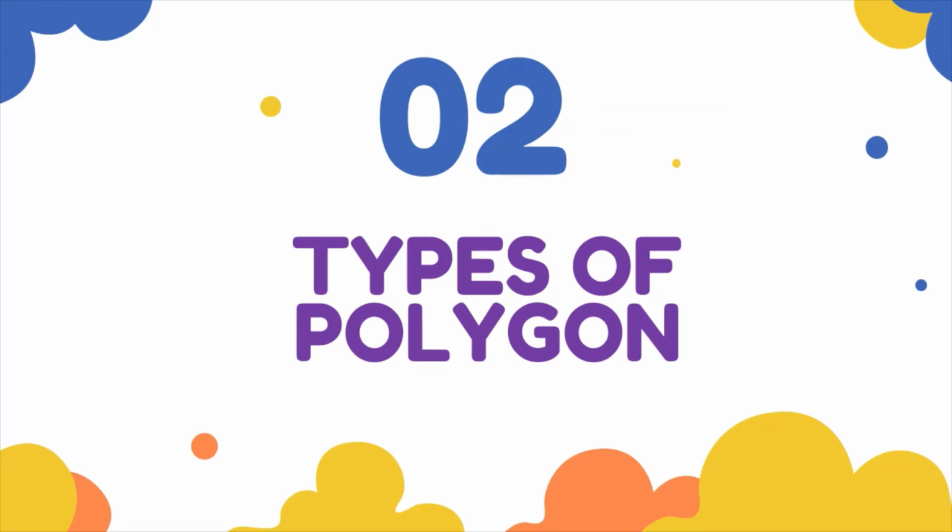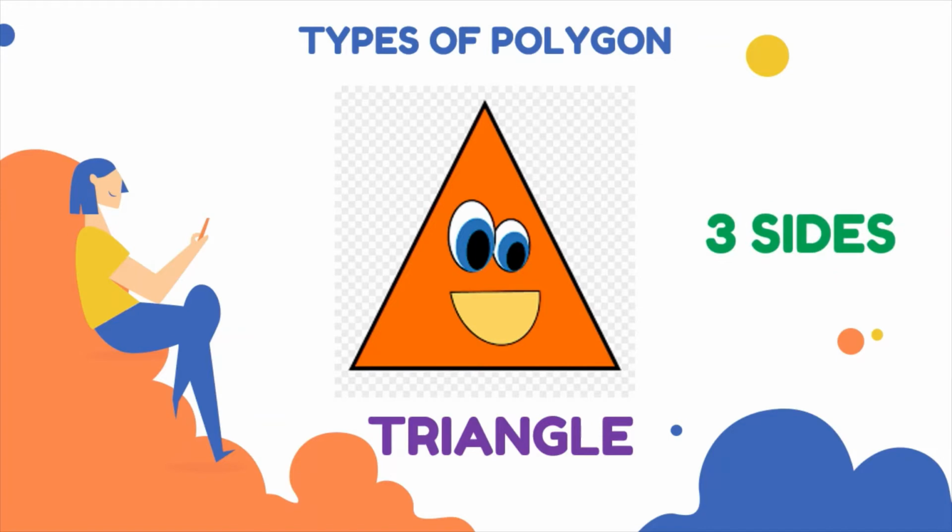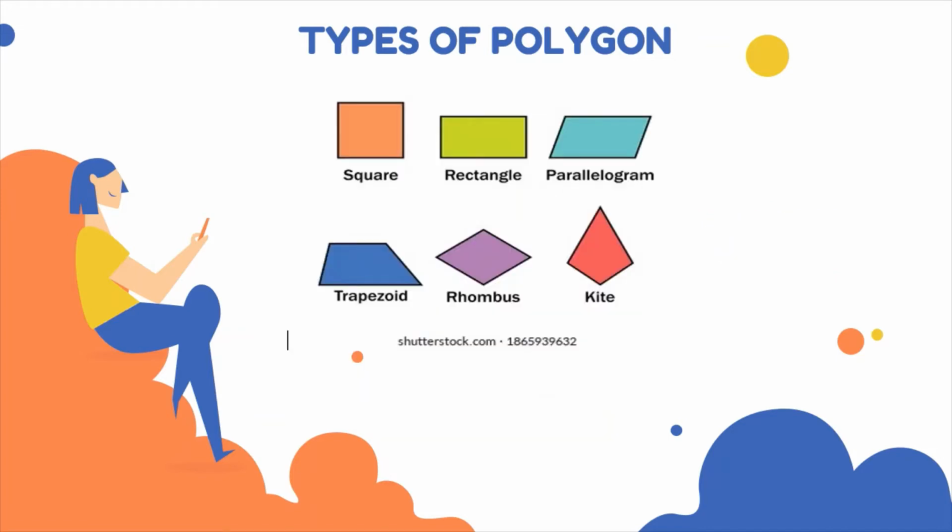Okay, we will discuss now the types of polygon. Types of polygon according to their size. This one is a triangle. A triangle has three sides and three angles. Okay? The next one is quadrilateral.